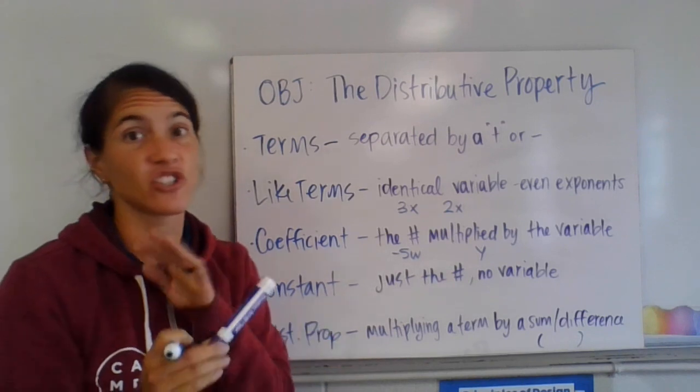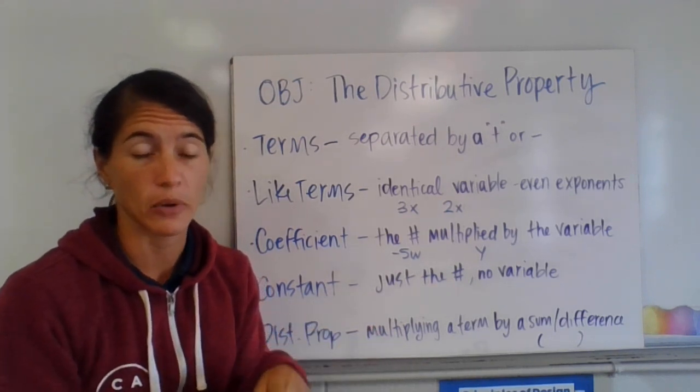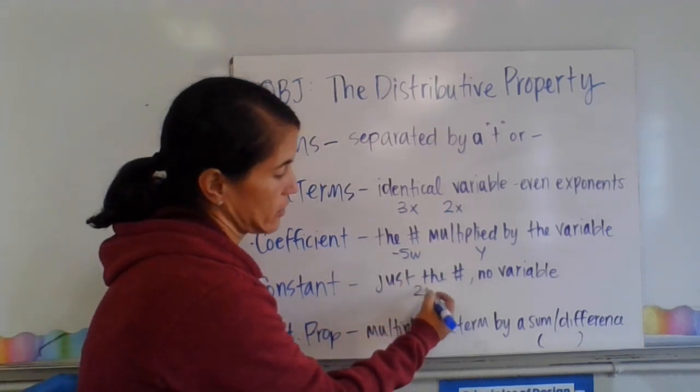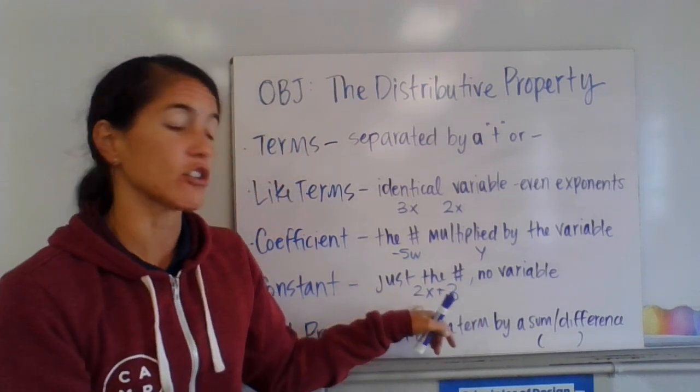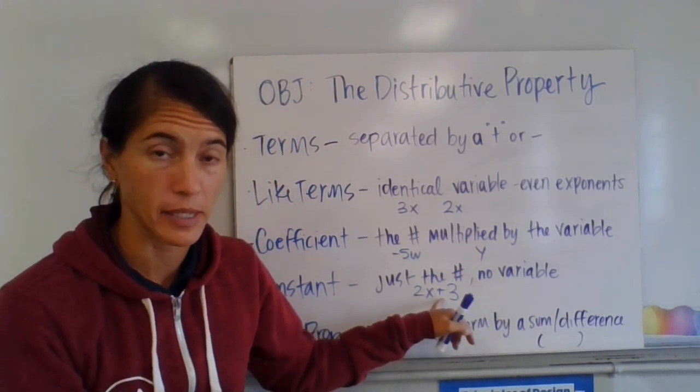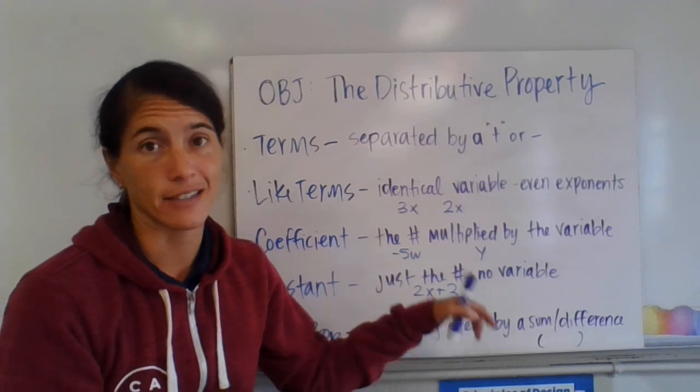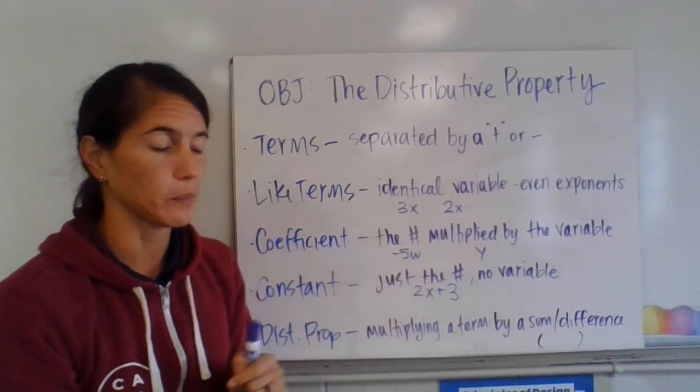A constant is just a number, no variable, just a number. So a lot of times you'll see something like 2x plus 3. There are two terms because they're separated by a plus sign, and 3 is the constant. There's no variable on it, it's just a number.